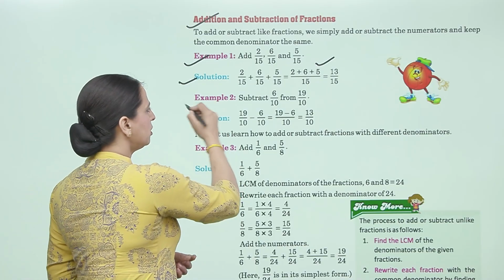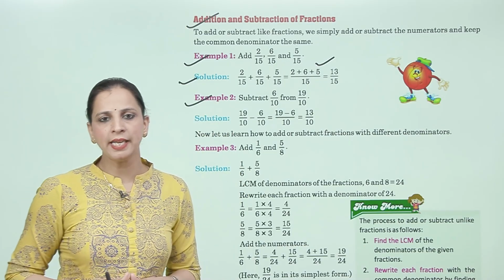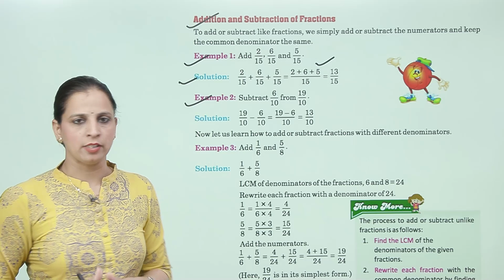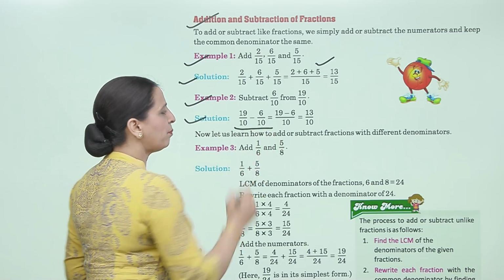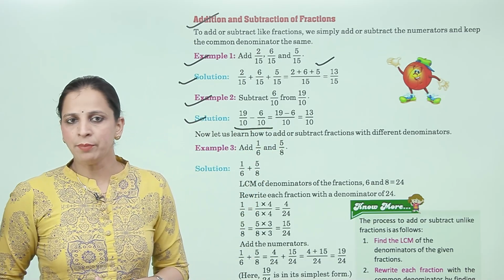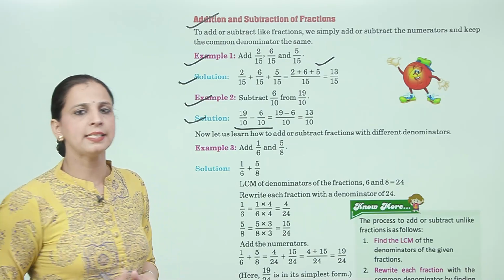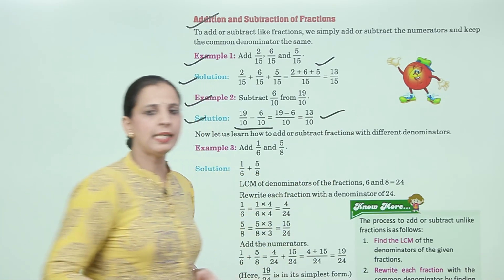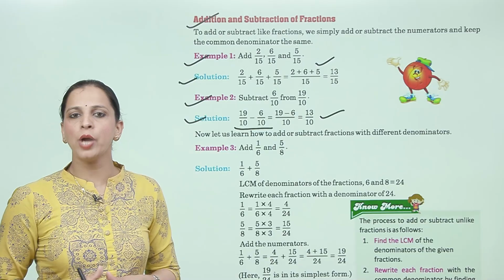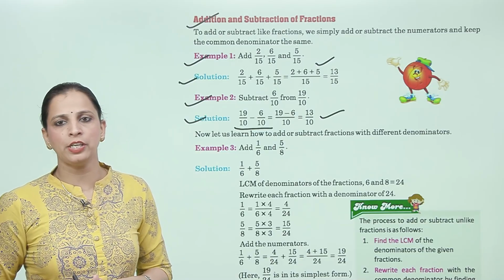Now example 2, subtract 6 by 10 from 19 by 10. Solution, 19 by 10 minus 6 by 10. Same denominator, so we have to subtract the numerators. 19 minus 6 is equal to 13 by 10. Now let us learn how to add or subtract fractions with different denominators.